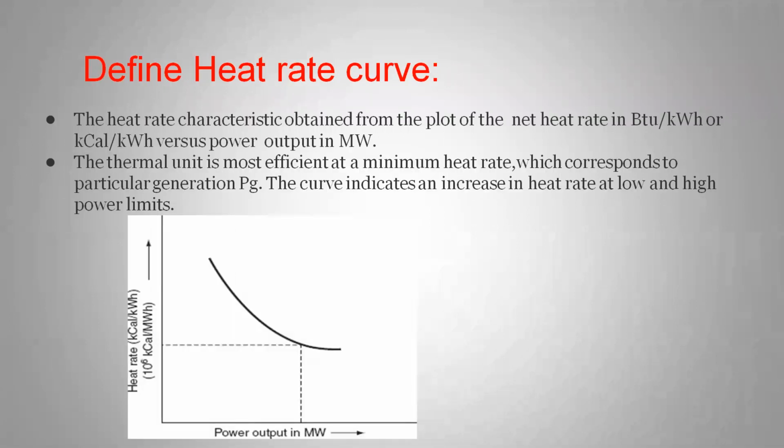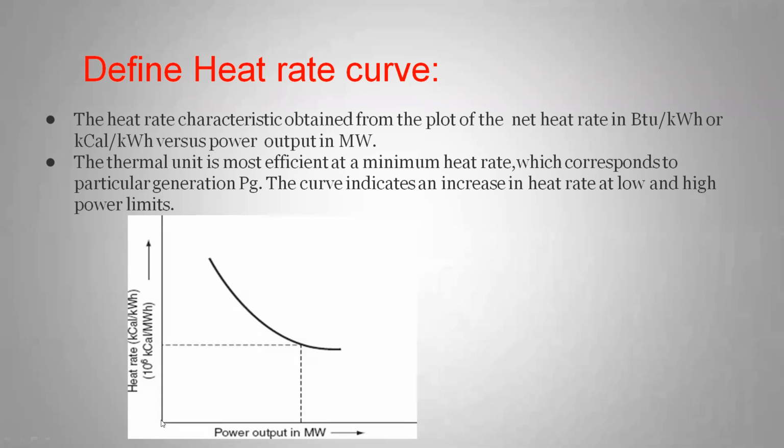This is the heat rate curve. The heat rate characteristic is obtained from the plot of the net heat rate. So this is important: net heat rate in British thermal unit by kilowatt hour. The units of heat rate are British thermal unit per kilowatt hour or kilocalorie per kilowatt hour, versus the power output in megawatts. Power output is in megawatts or kilowatts.